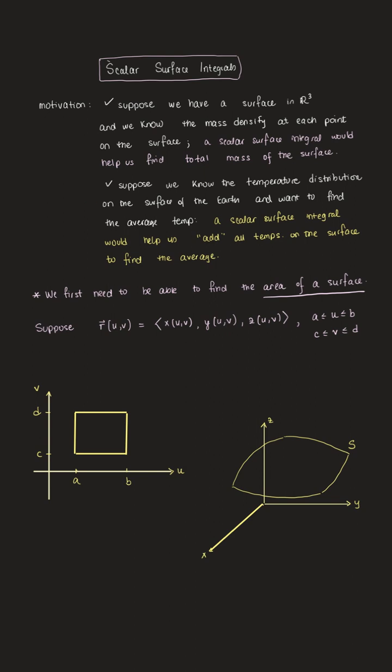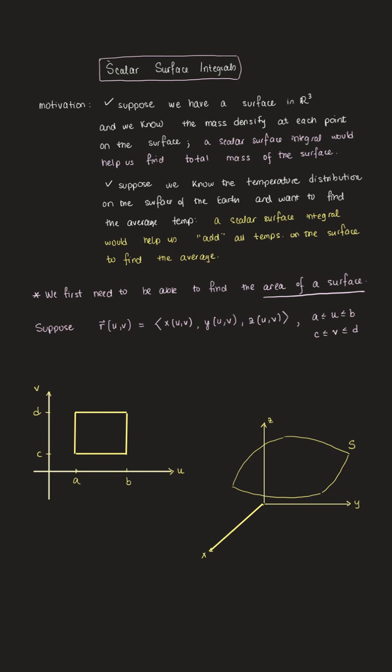A more real world example might be that we know the temperature distribution on the surface of the Earth, and we want to find the average temperature at a particular time on a particular day. The really cold temperatures are at the poles, but along the equator, the sphere is a lot wider, right? It has a bigger radius. So when we find the average, those temperatures will have a larger value than the ones at the poles. So if we want to find the average temperature, then a scalar surface integral would help us add up all the temperatures on the surface given a temperature distribution function.